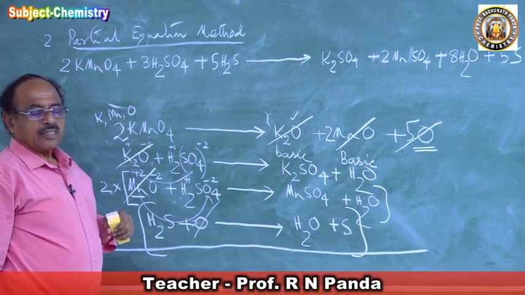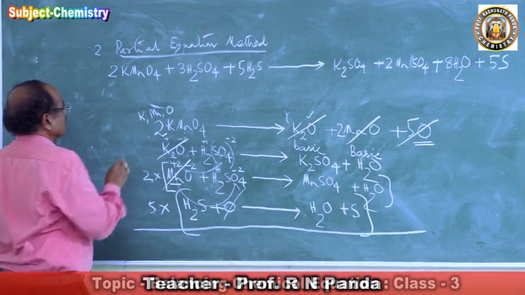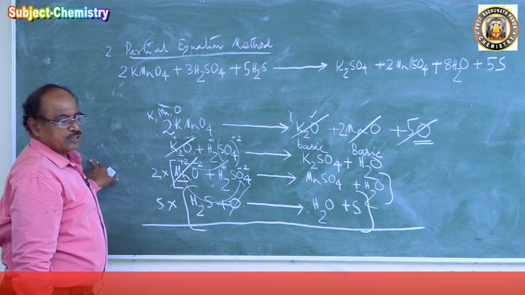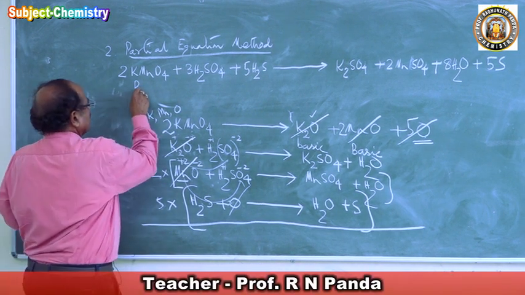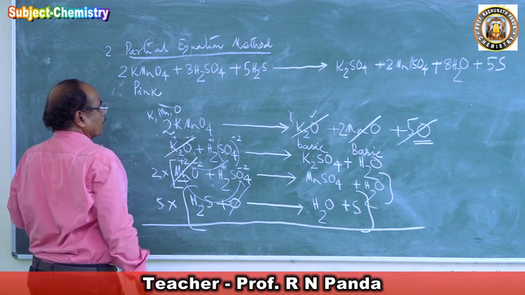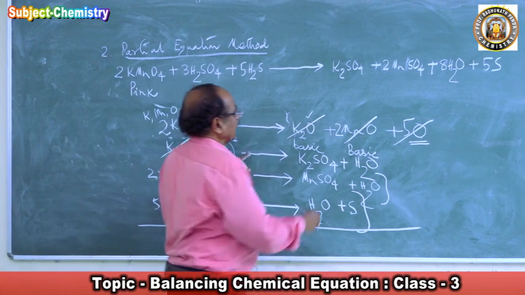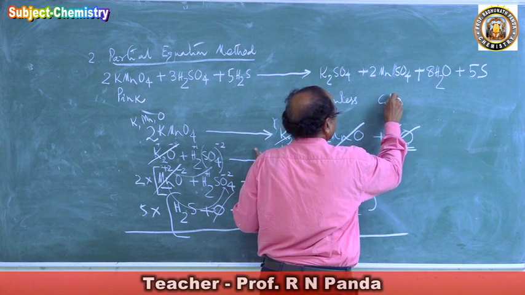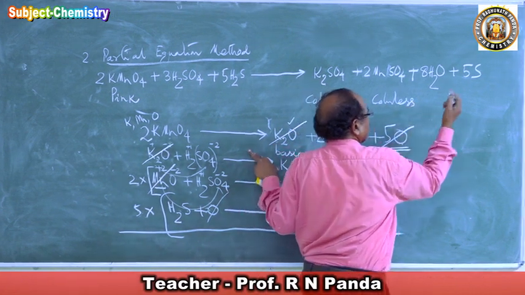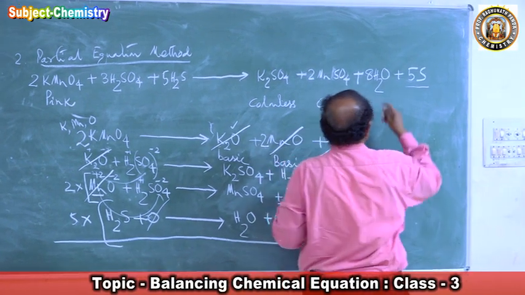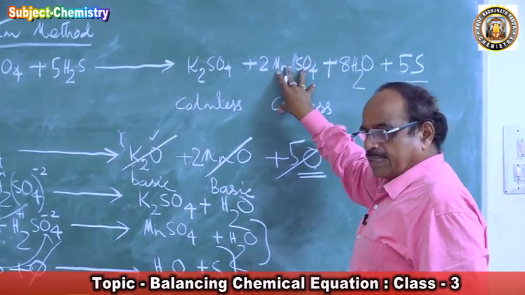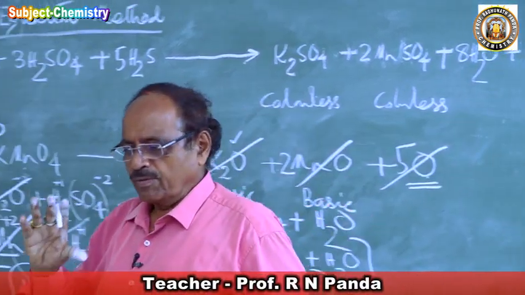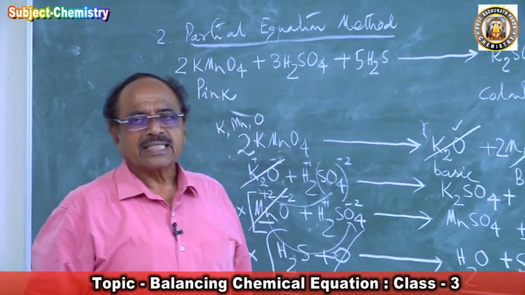You got the partial equation method. Next class I will show you this reaction. I will do the experiment and show you how the reaction is going on. So this color is pink, the potassium permanganate pink. This K2SO4 is colorless, and MnSO4 is colorless, and sulfur particles will be formed. It is soluble in water. So you will get a pink solution, and you will get a colorless solution. I'll show you how wonderfully the reaction will come out.